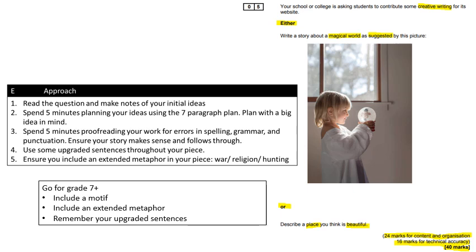Going for a grade 7+, okay, you may include a motif in your piece, so plan to include a motif, so a recurring image or idea that has symbolic significance. Plan to include an extended metaphor, so war, religion or hunting, and then do not forget your upgraded sentences. So for example, more, it isn't, it is, less, less. They are all on your 100% sheet, which is at the front of your companion if you want to pause and remind yourself of potential extended metaphors and remind yourself of your upgraded sentences.